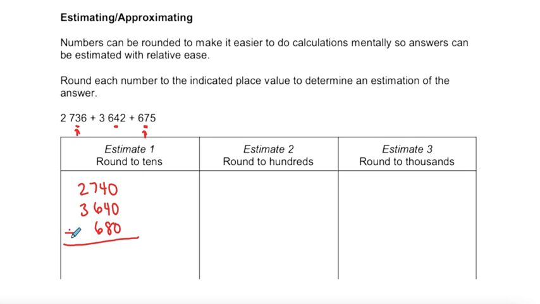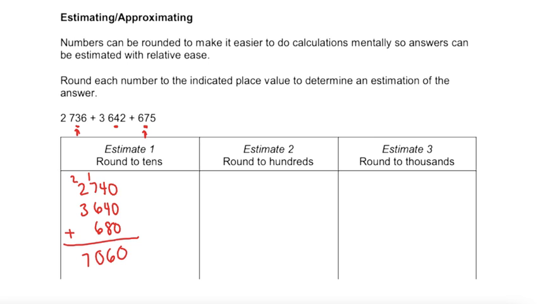So now I'm going to add these up together. So 0, 0, 0, 0. 4 and 4 is 8, plus 8 is 16. I write my 6, I carry the 1. 7 plus 6 is 13, plus 6 is 19, plus 1 is 20. So I am writing my 0 and carrying my 2, and 2 and 2 is 4, plus 3 is 7. So that would be my estimation if I round these to the nearest 10.